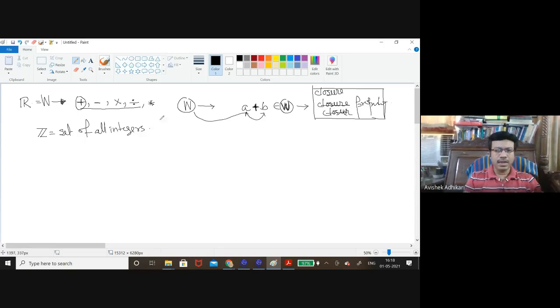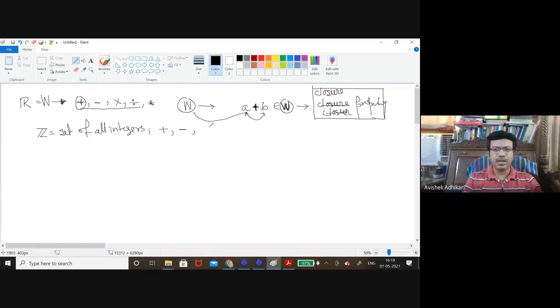Okay. And if I consider this to be plus, then if I ask you this question, take any two integers, will you be able to go out of the range of W? You cannot go out of the W. If I consider minus as well, and if I ask you the question, if you subtract any one element from the other, will you go out of the range? Certainly not. You will always be there.